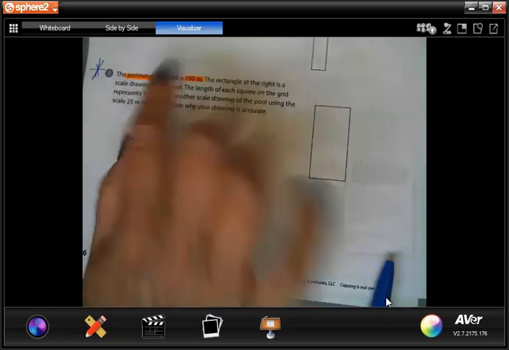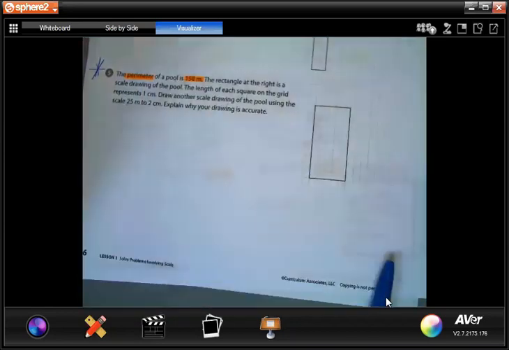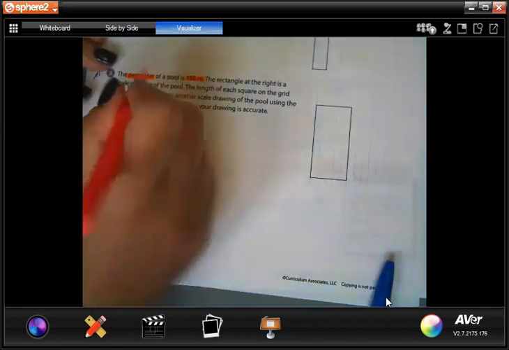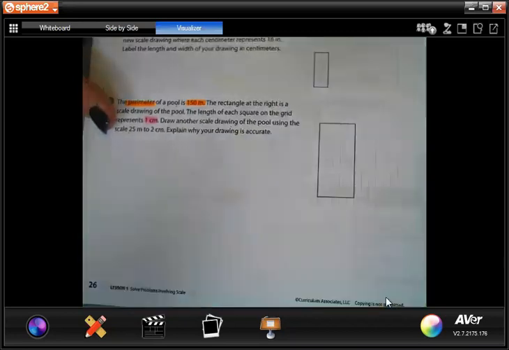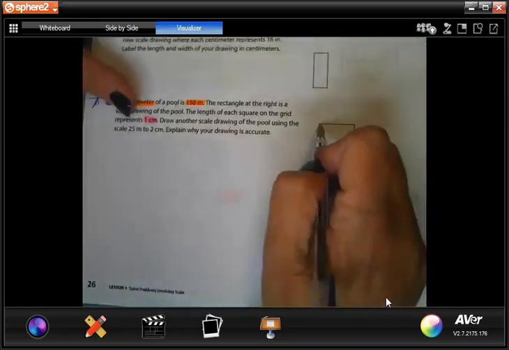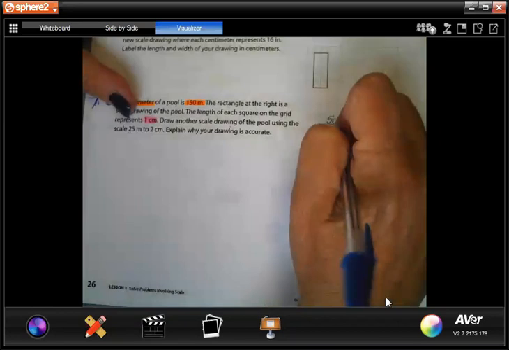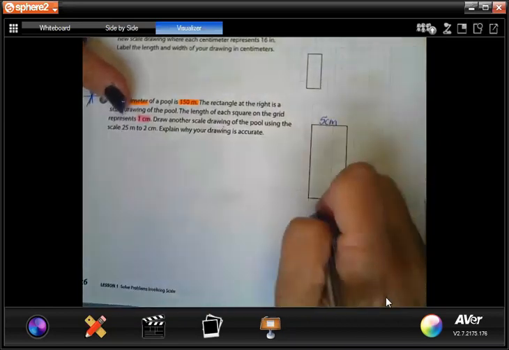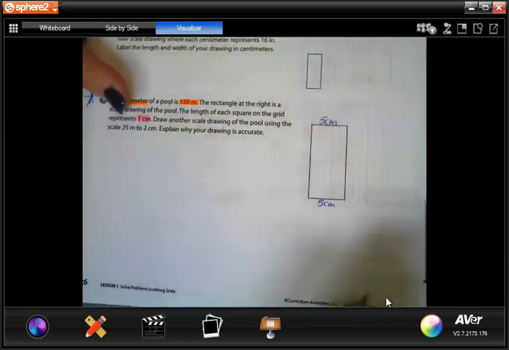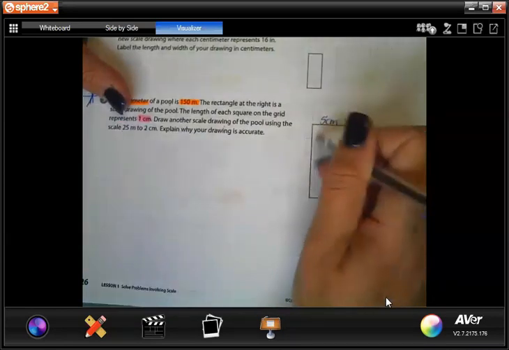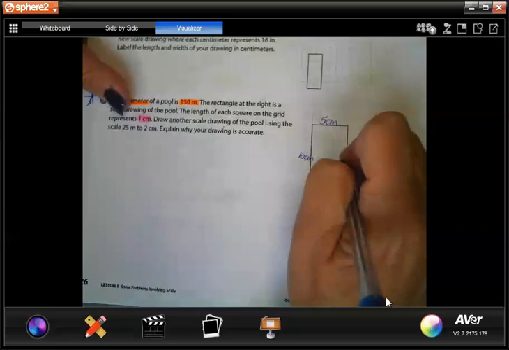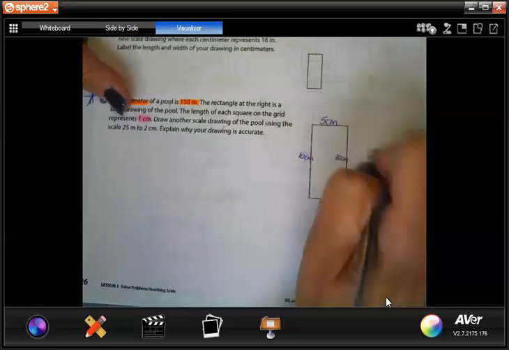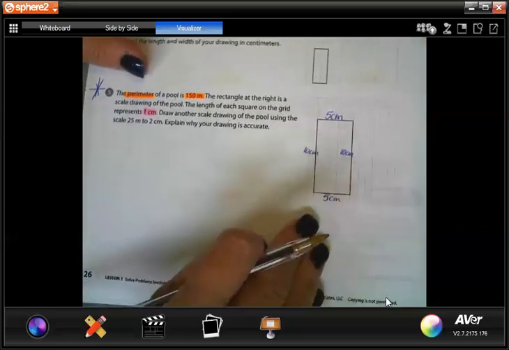All right, so I'm going to stop because this is important right here. So if I go through and look at this, and if I know each square is 1 centimeter, this top one is 5 centimeters. That means this bottom one is 5 centimeters. Okay, this one, 1, 2, 3, 4, 5, 6, 7, 8, 9, 10. This is 10 centimeters. That means that this is 10 centimeters. Okay, so there's my dimensions.